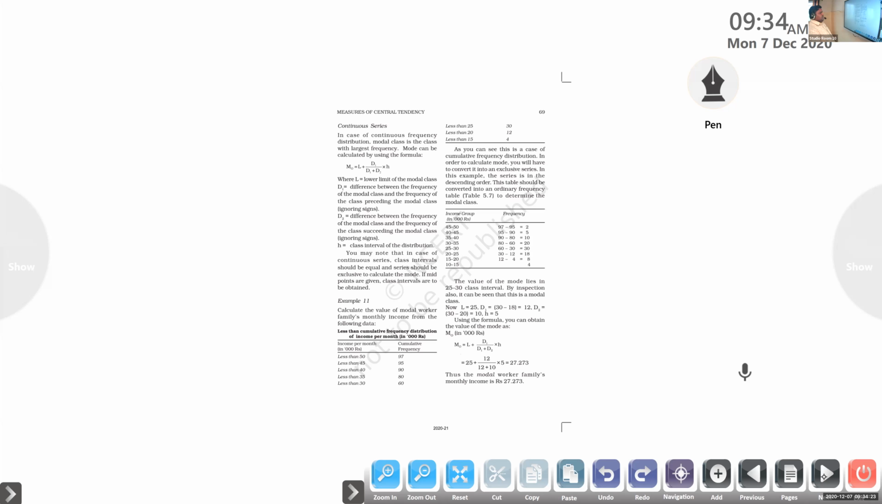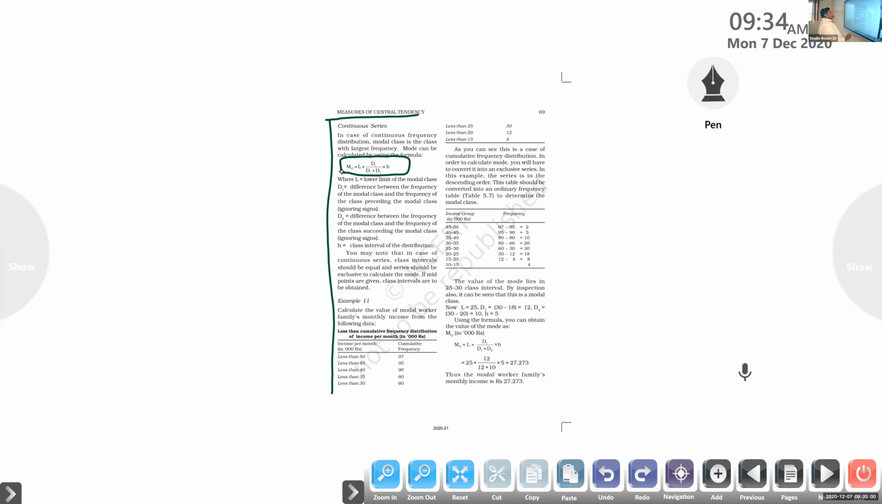Coming to continuous series, I will give some example for that also, for doing as a homework here. So for continuous series, we use almost the same equation to find out the mode. Mo is equal to L plus D1 divided by D1 plus D2 multiplied by H. This was the equation to find out a mode.